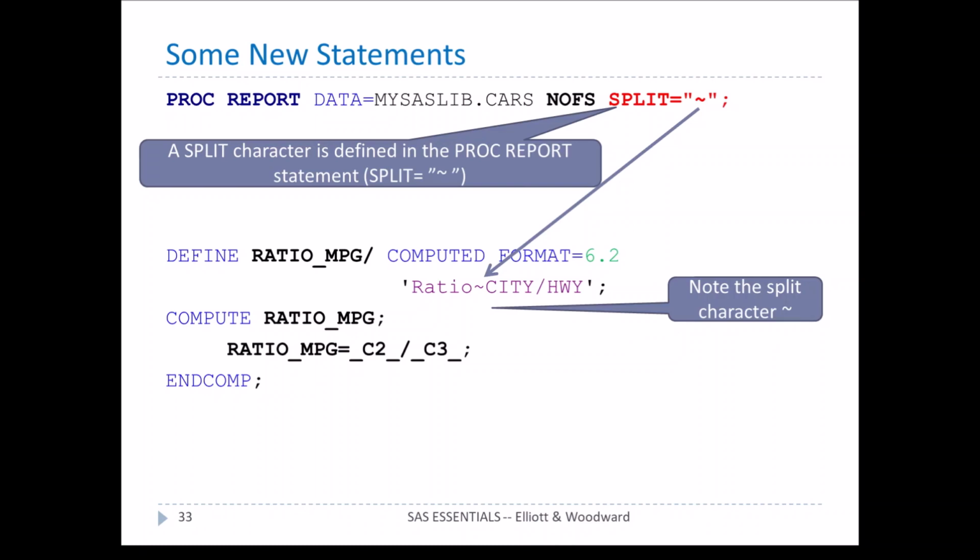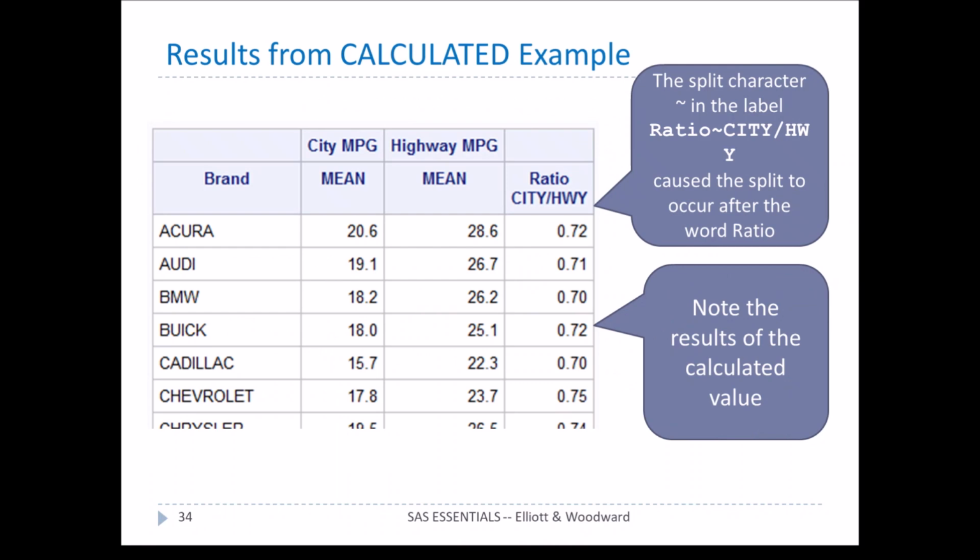Now the reason we did this was because slash is the default split character. So we can't have city slash highway in a title because it would split it. So we have to define a new split character so we can use a slash within our definition. This would be one reason why you would redefine the split character, so that you can create a label like you would want it. And then of course the compute statement there. And then this gives us what we want. As we can see here, the result where we have the two columns that are the mean, and then the ratio city slash highway. And we get the column we want, which is the calculated values.